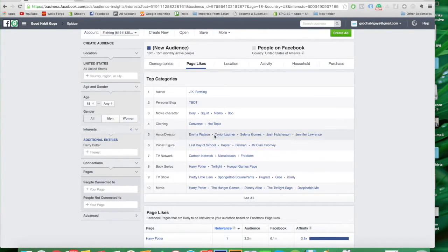Just for a quick example, you can see already that this is not a really good audience, because you want to see things here that are related as much as possible to Harry Potter. If it isn't related as much as possible to Harry Potter, you're going to get a lot of people that aren't really interested in Harry Potter. They might be, because basically we all know who Harry Potter is. A lot of you might be in this audience just because you liked something related to Harry Potter. So that's why this is not a really good audience to target.